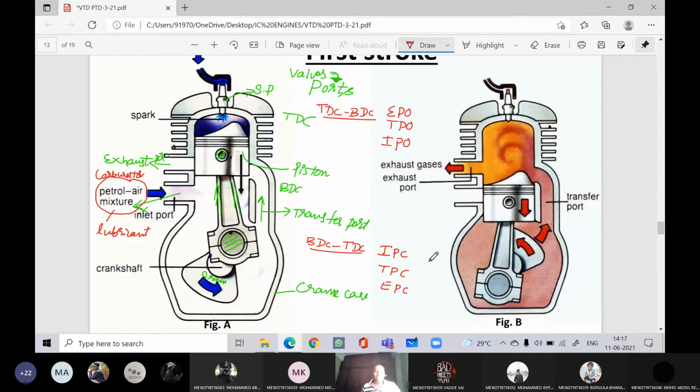Why? Because for a two-stroke engine, there is no dedicated lubrication system. Therefore, we mix lubricating oil with the petrol within the petrol tank. So the charge entering the two-stroke engine is a combination of air plus petrol plus lubricant. And one more thing, this air plus fuel mixture does not enter the engine cylinder directly, rather it will enter the crankcase. Remember.